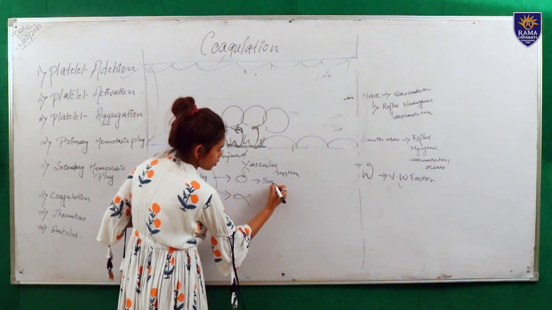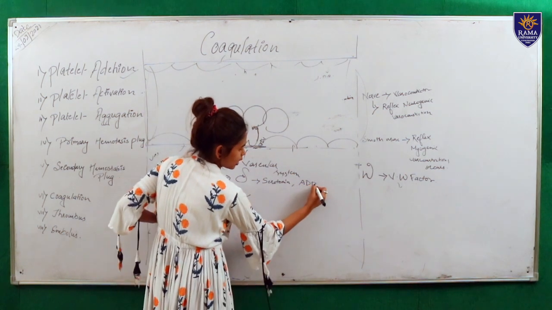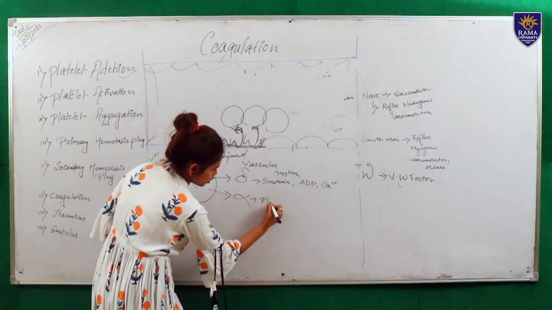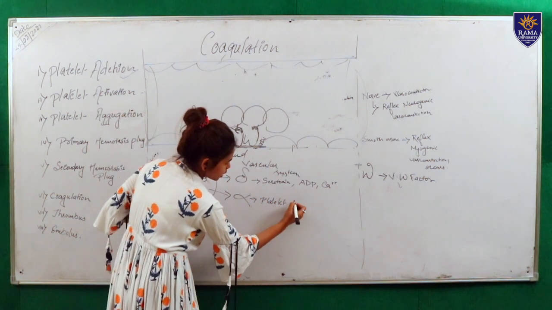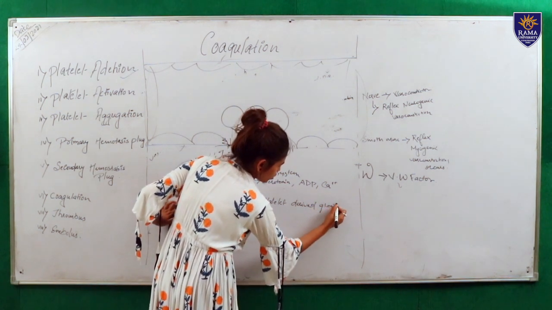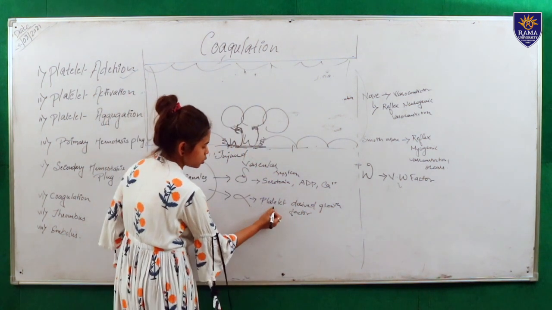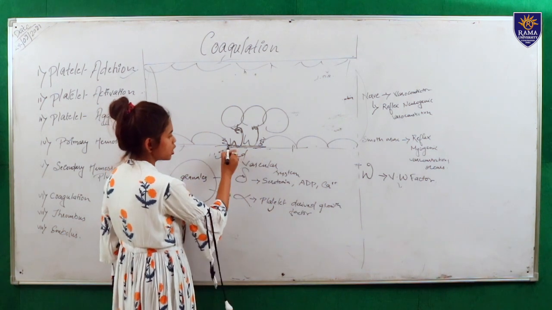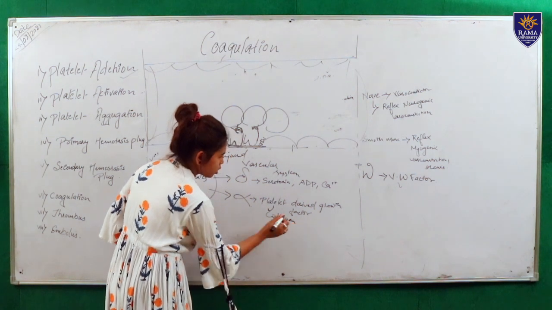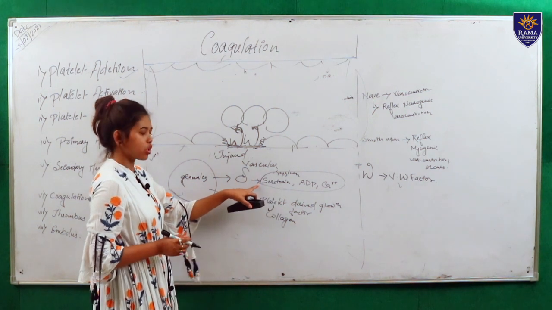Delta has serotonin, ADP and calcium, and alpha has platelet derived growth factor. So what this will do, this will help the injured area to bring back the collagen. And what these three will do, these three act as vasoconstrictors.